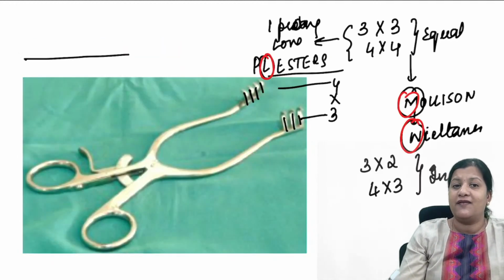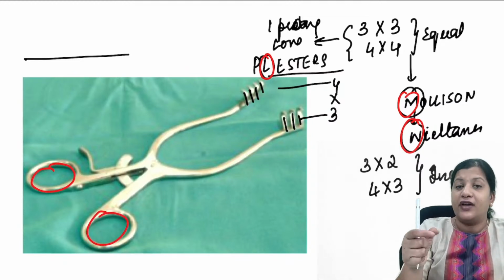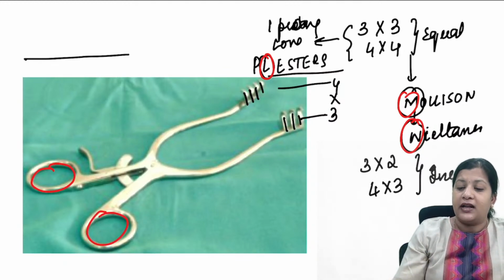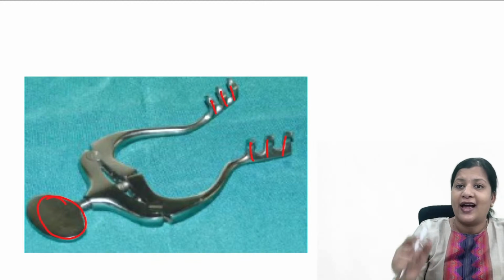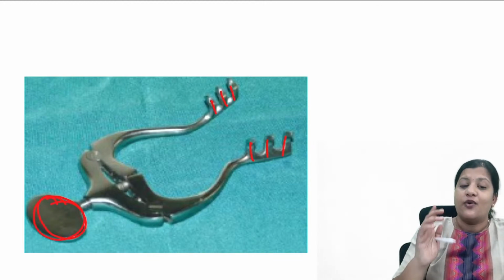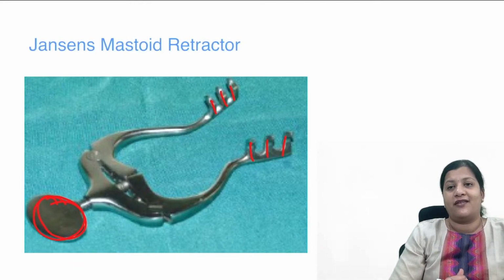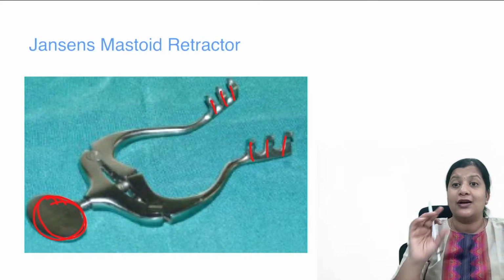In the previous retractors, we had handles where you could accommodate the fingers to open and close. But here what do we have? Here we don't have that handle to open and close. Instead, we have a knob to open and close. What is the name of this? This is called Janssen's mastoid retractor. So I'm hoping all of you know this. Now let's quickly test.